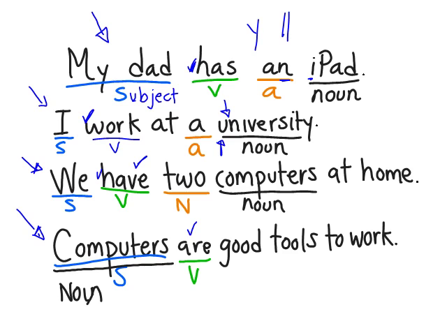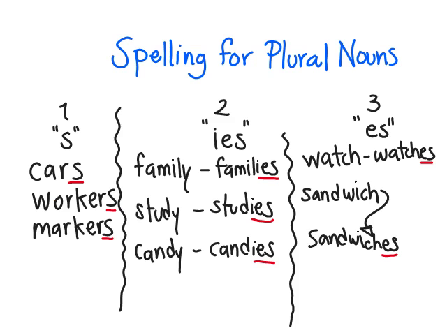Now the next one, we have 2 computers at home. Remember, we can use a number, and we use the noun in plural. Or we can also, if a number is not necessary, use it like this. Computers are good tools to work. In this case, computers is both the subject and the noun. Let's move on to the next one.